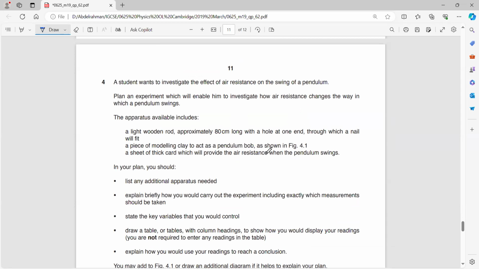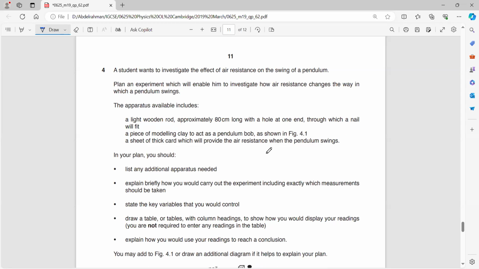Plan an experiment. How can I plan this experiment? What does the student want to do? He wants to investigate the effect of air resistance on the swing of a pendulum. Plan an experiment which will enable him to investigate how air resistance changes the way in which a pendulum swings.